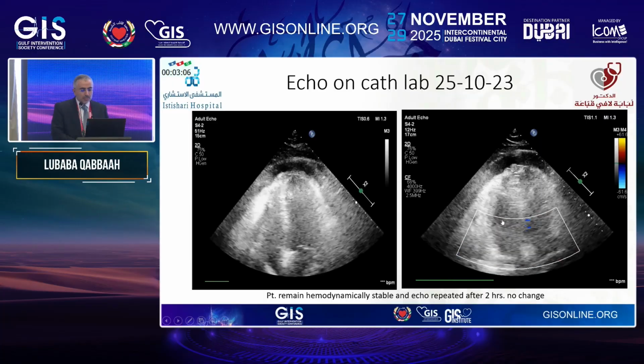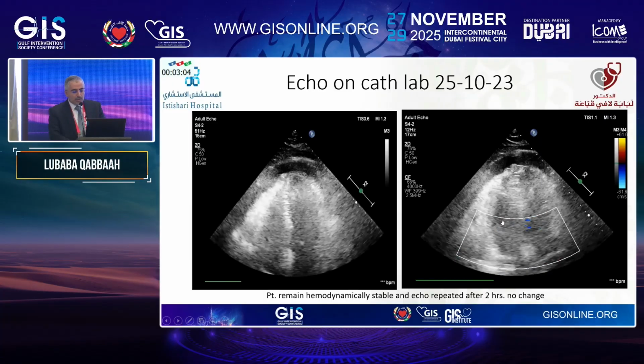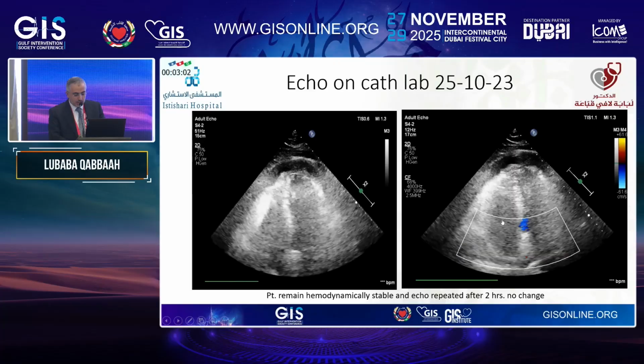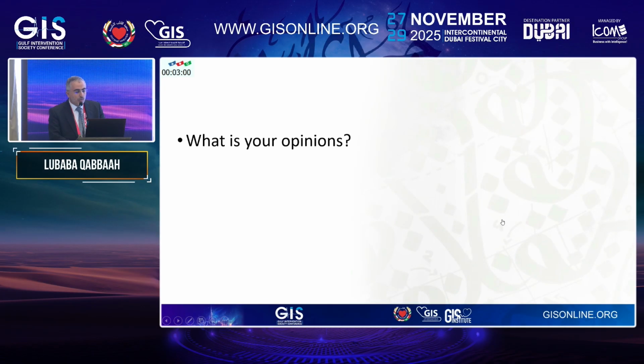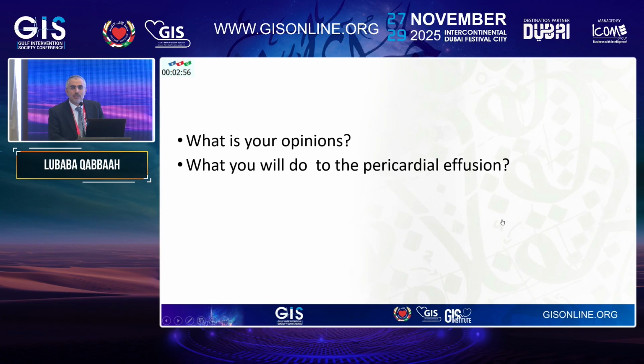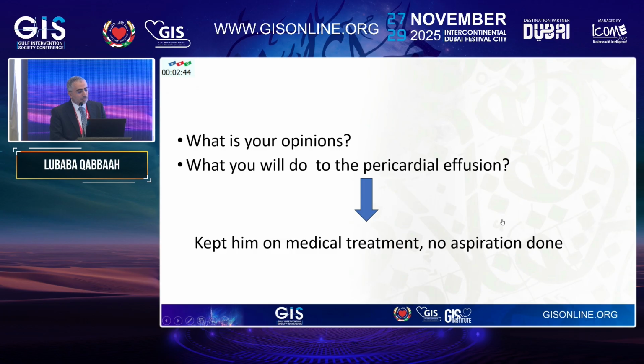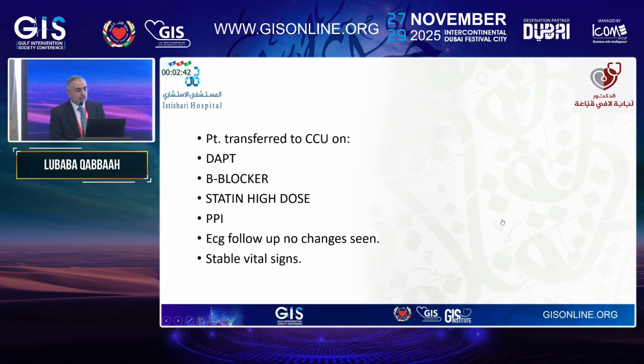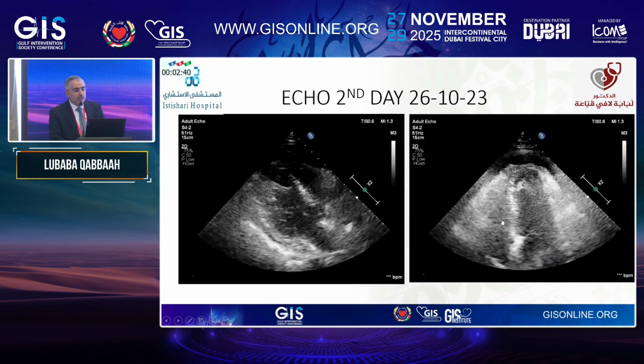The patient remained hemodynamically stable and the echo repeated after 2 hours also showed no change. I want to ask one question. What are your opinions? Would you aspirate this pericardial effusion or not? How many will aspirate? Only 2 from 5, and all the others, only 6, will not aspirate. That's good. Okay. So I kept him on medical treatment, no aspiration done, dual antiplatelet, transferred to the CCU.